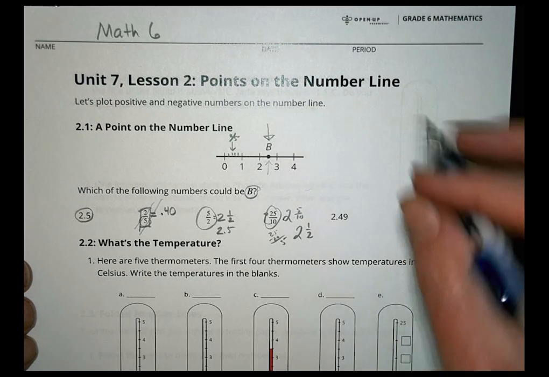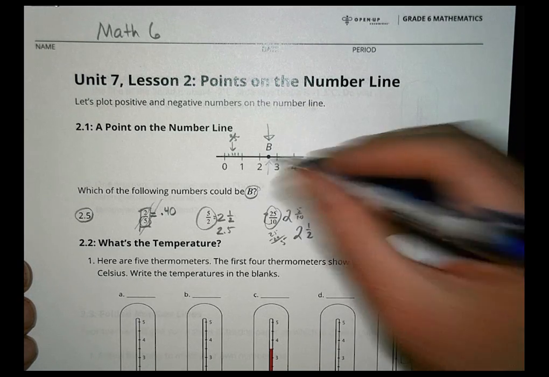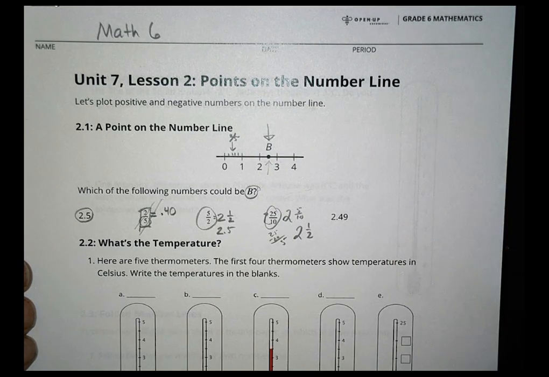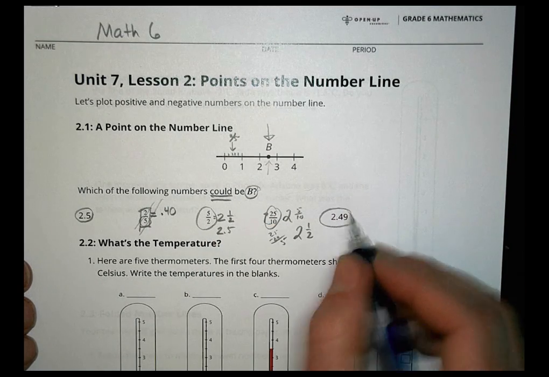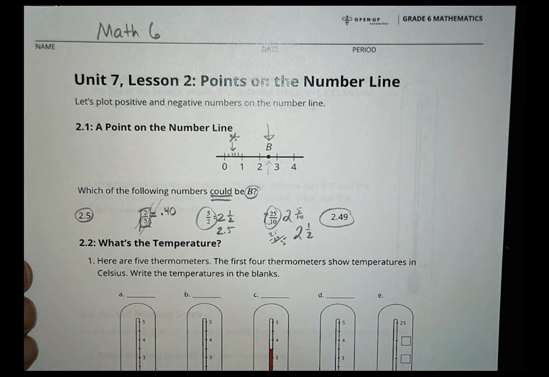And the 2.49. Well, is that 2.49? It certainly could be. The question is, what could it be? 2.49 is not that far away from 2.5, so I'm going to say it could be that one as well. Sure, why not? Let's look at activity 2.